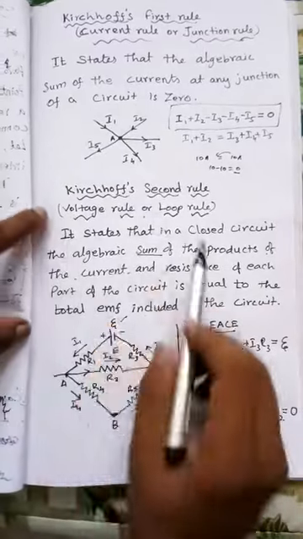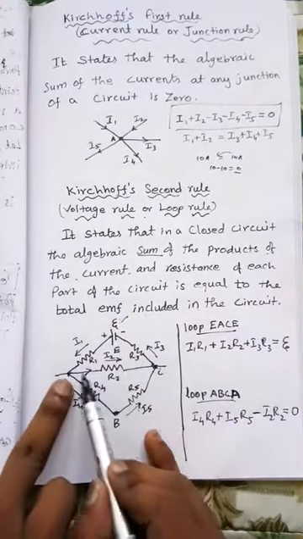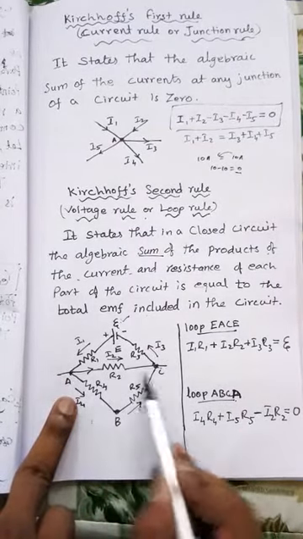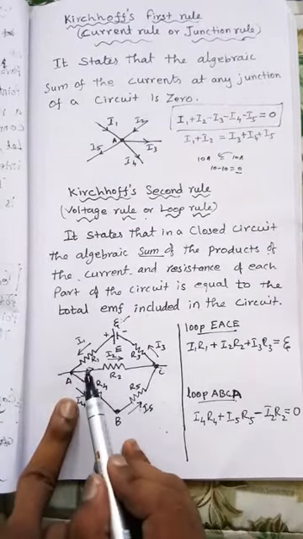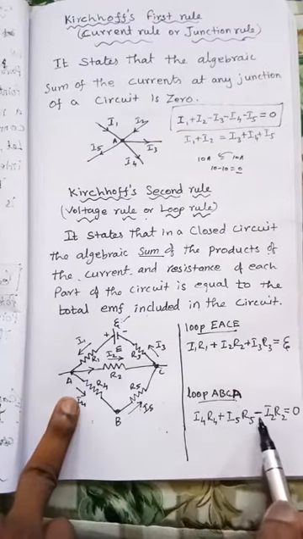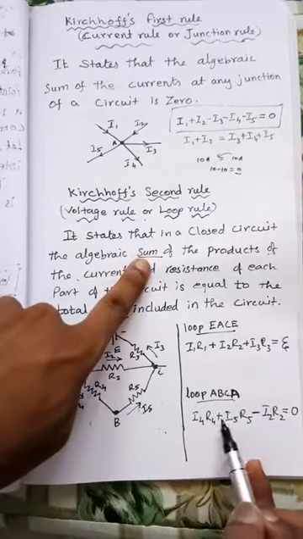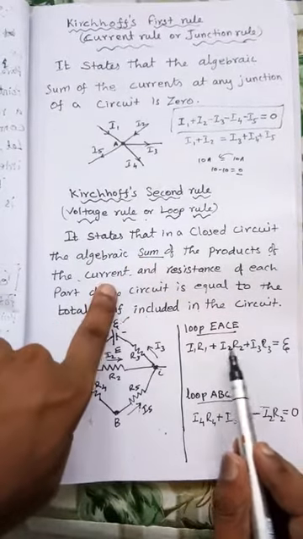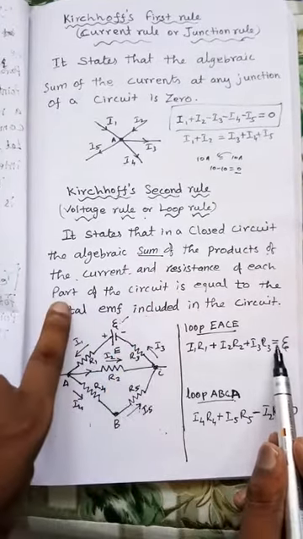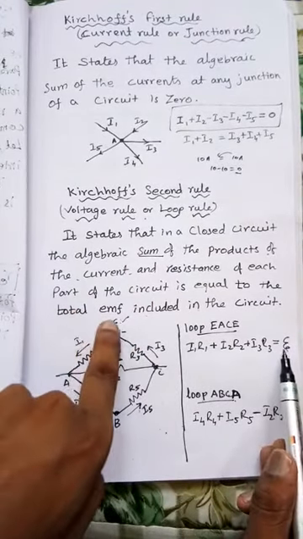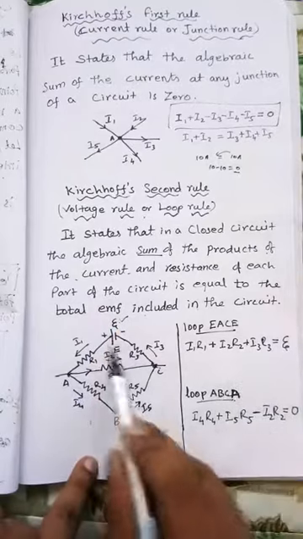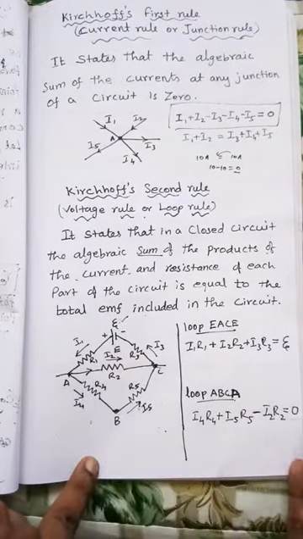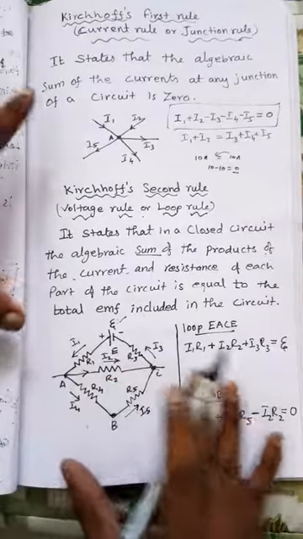This is the rule, the voltage rule. Same direction means take positive. Suppose opposite direction, say AB, BC, CA: in CA you have to move, but the current moves from A to C. So it is minus. So the sum of the products of current and resistance is equal to the total EMF included in the circuit. Here, if there is one EMF, you have to substitute it. Here there is no EMF in this circuit, so you can put 0. So this is the second rule.